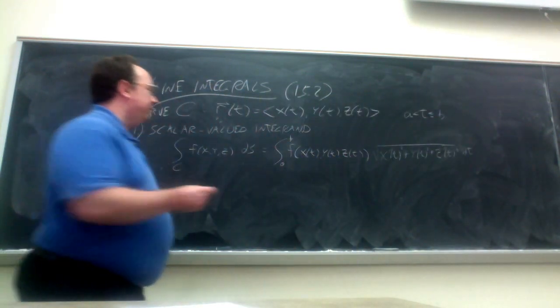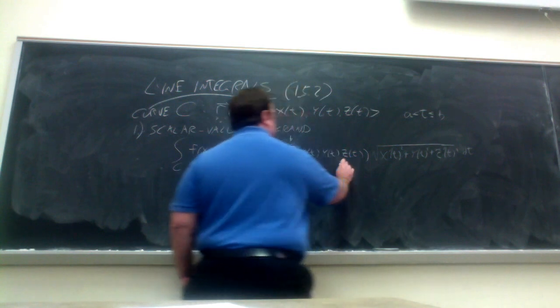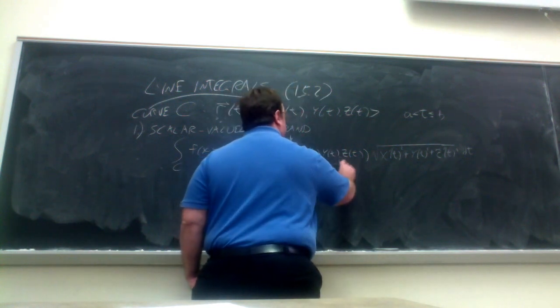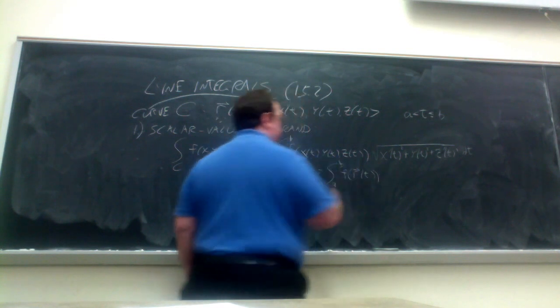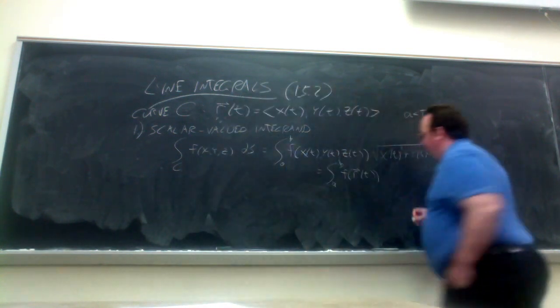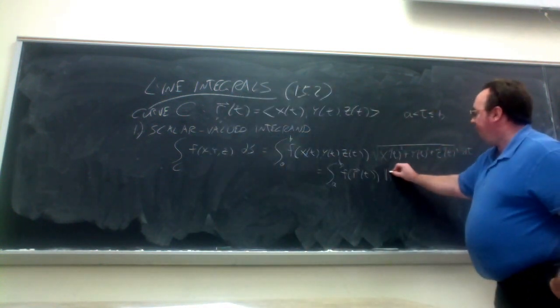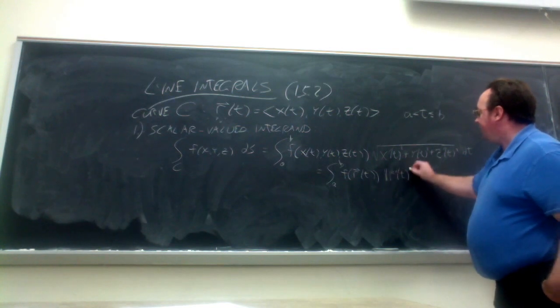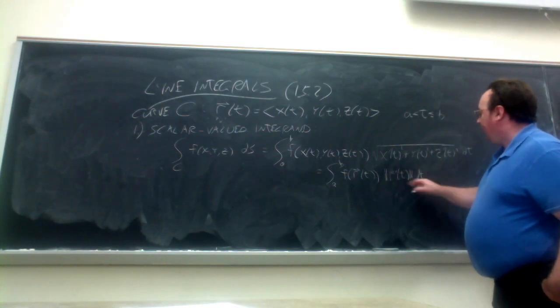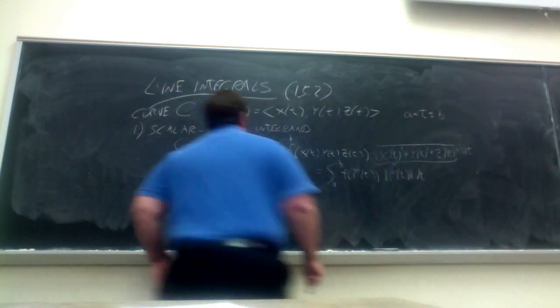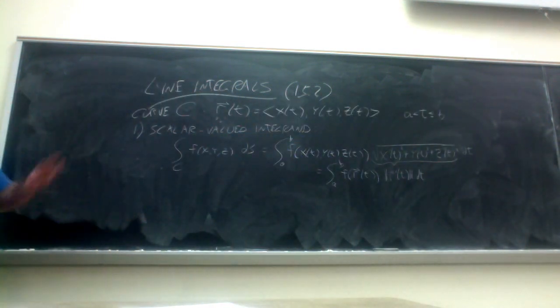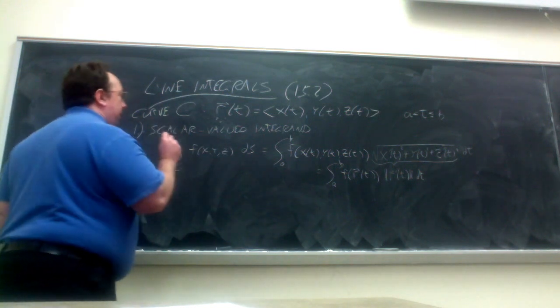Now in vector form, that would be the integral of little f with r of t, the parametric equations plugged in, times the magnitude of the tangent vector, r prime of t. So that goes in there. Okay, so that's the first one I covered, and just some examples off of that.